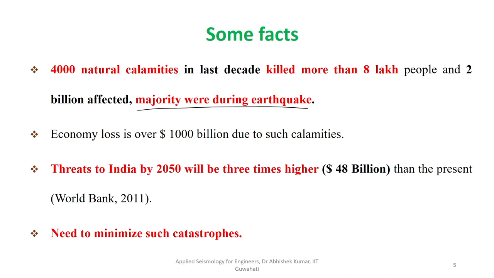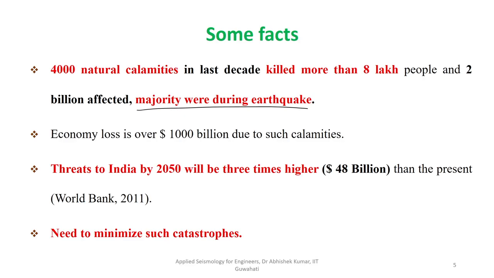Again, if you are talking about economic losses, more than $1,000 of economic losses primarily because of these casualties has happened. So, we are not only talking about fatalities, but also the finance which is getting lost while dealing with these casualties, whether in terms of rehabilitation, medical supplies, or constructing infrastructure so that one can reach the affected areas. So, economic loss is also involved. Threats: by 2050, because of these natural calamities, particularly in India, losses will be manifold, 3 times higher as per the World Bank report.